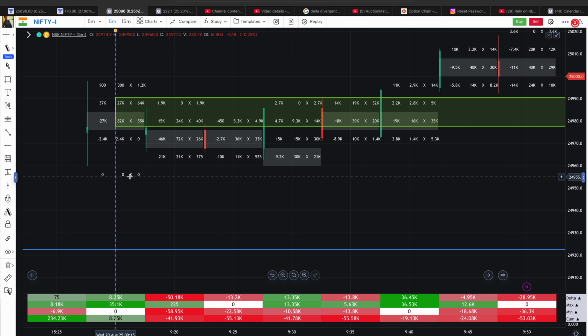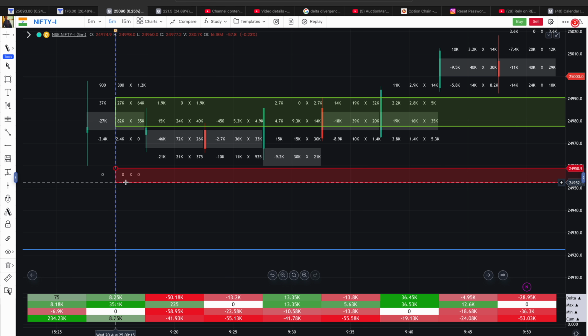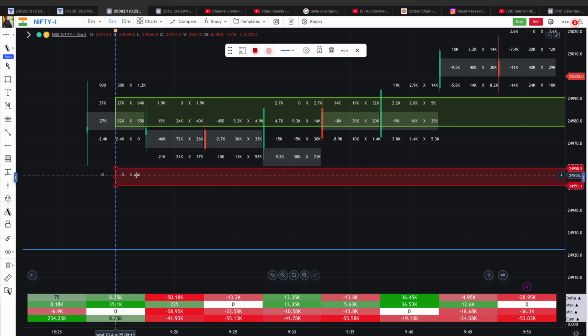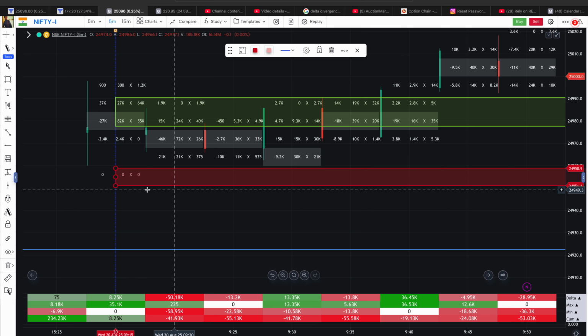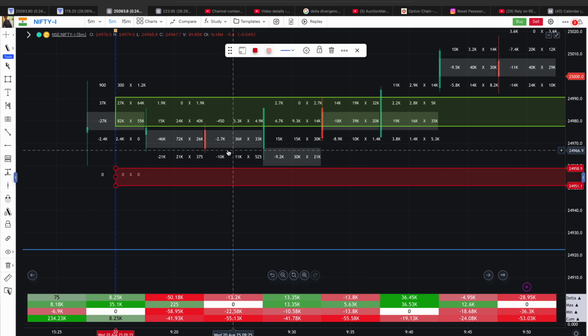You can see 0 0. Okay, so this particular position, you can see buyers, they were having limit buyers, and there were no sellers for this particular position. Okay, and for this position as well.